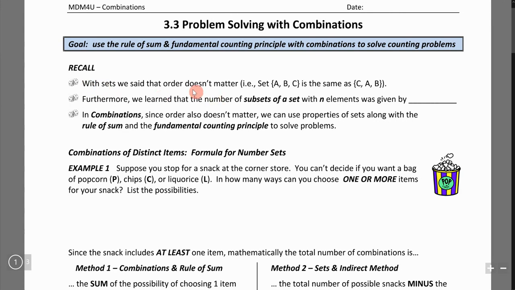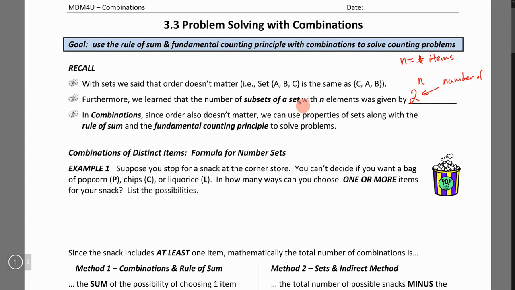With sets, we said that the order doesn't matter. So ABC is still the same as CAB. Furthermore, we learned that the number of subsets of a set with n elements is given by this little formula, 2 to the exponent n, where n equals the number of items, and the 2 refers to the number of choices for each item.